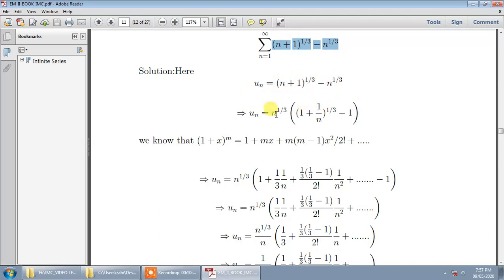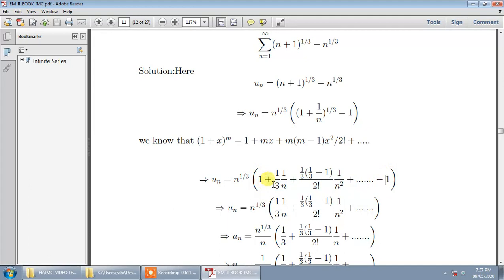Let me take n raised to 1 by 3 common. If n raised to 1 by 3 is common, what do we have inside the bracket? Inside the bracket we have 1 plus 1 by n bracket raised to 1 by 3 minus, nothing will remain here, it is 1. Okay, and yes, I am going to use the expansion theory. We know that 1 plus x raised to m is 1 plus mx plus m into m minus 1 divided by 2 factorial x square plus and so on. So using that expansion theory, we will get this expansion. And minus 1 is there, minus 1 as it is. So this minus 1 plus 1 will get cancelled.